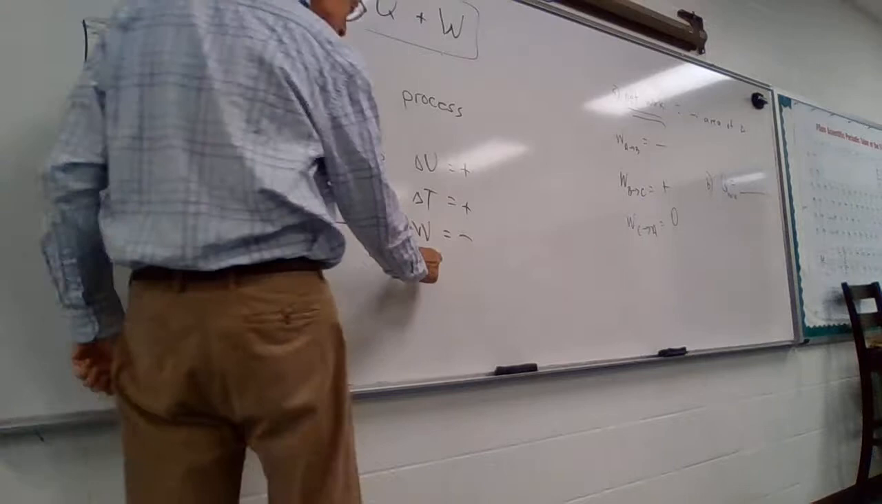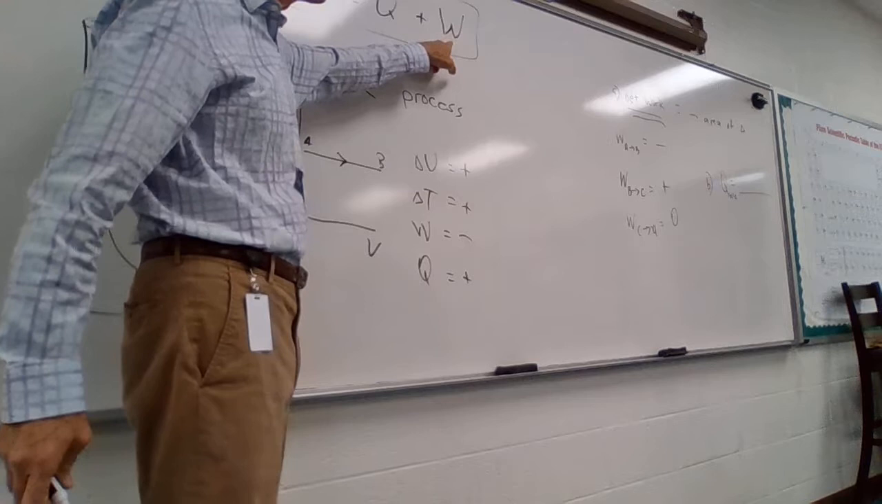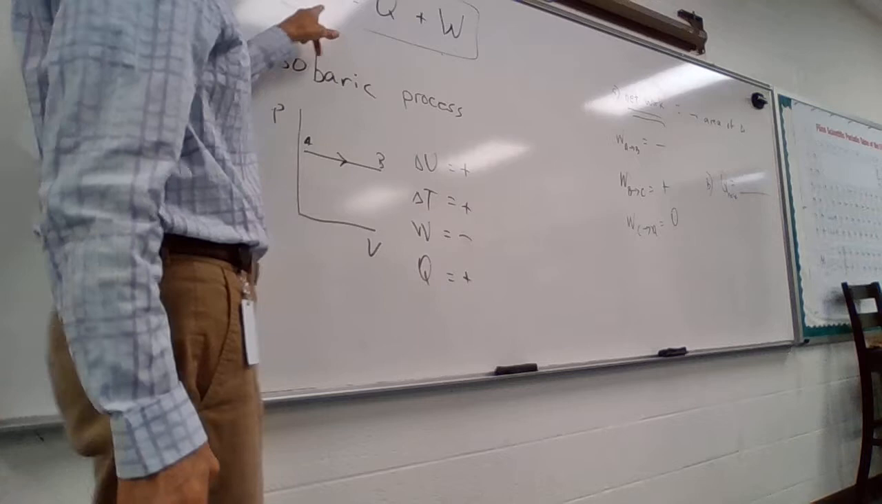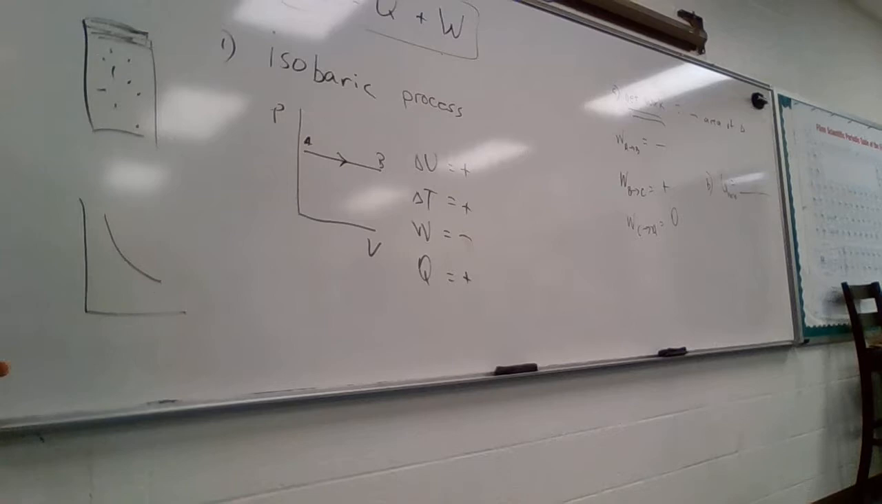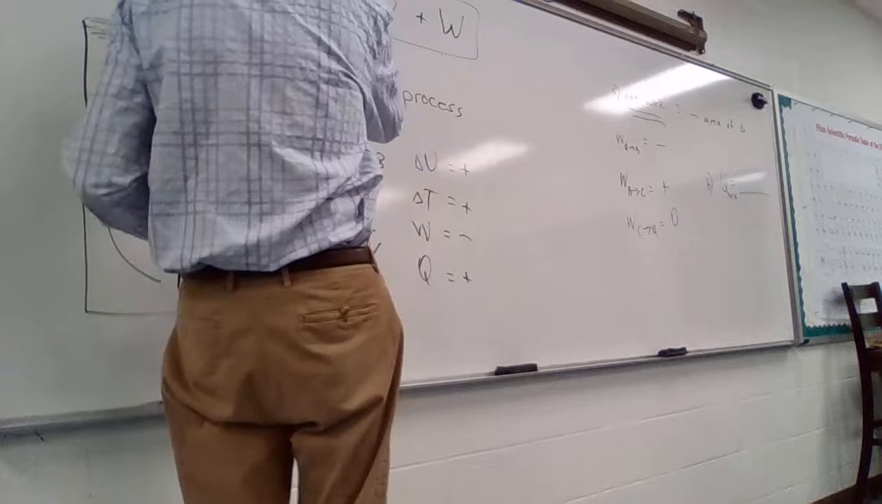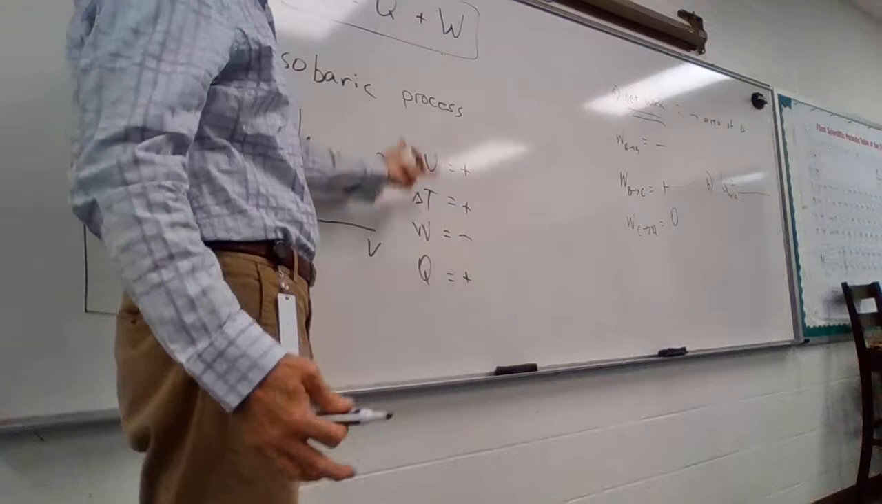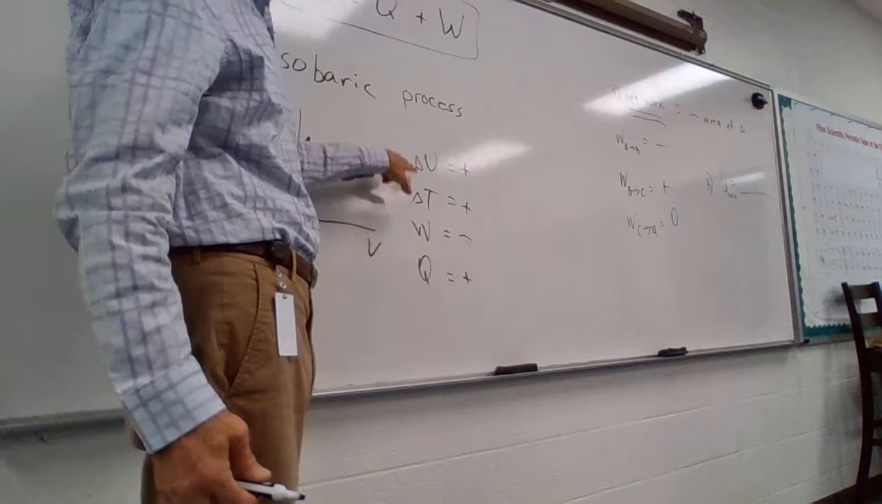Positive. It has to be positive. You can't take a negative number here and add another negative number and get a positive, can you? So you know Q had to be positive, and that's what we just said. You have to be adding heat for this to work. Okay, that's isobaric. When I ask you what happened to the equation, nothing happens. It's still delta U equals Q plus W. And this is what all those things would be. The W would be negative, the Q positive, and delta U would be positive.